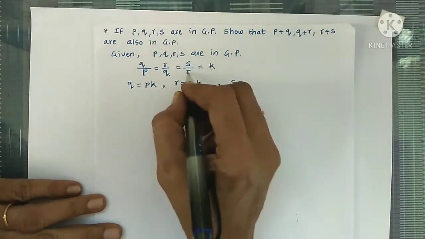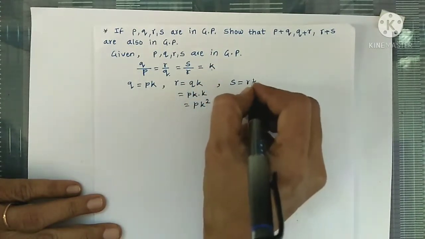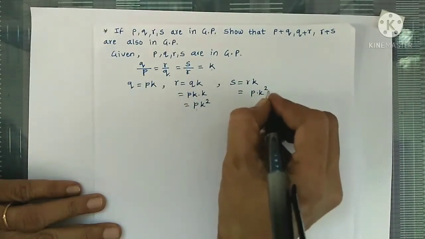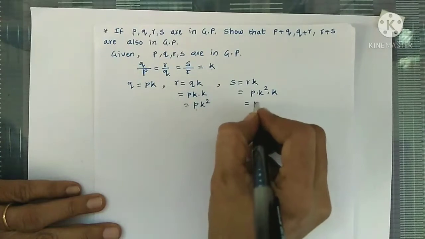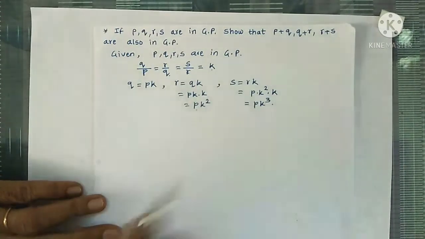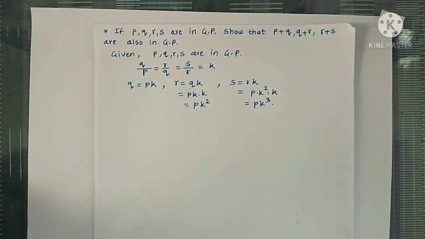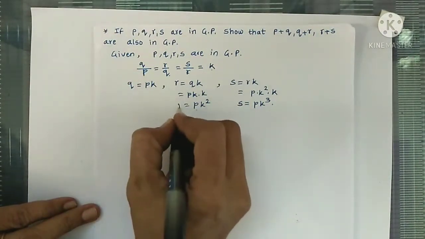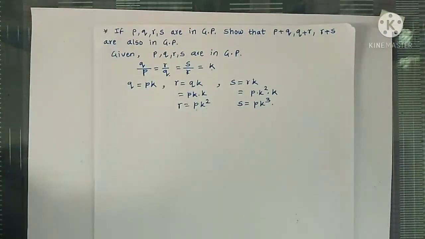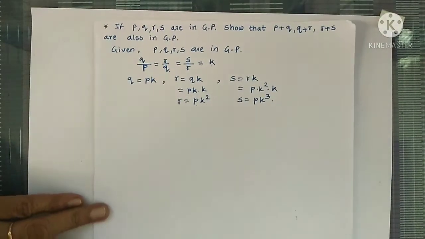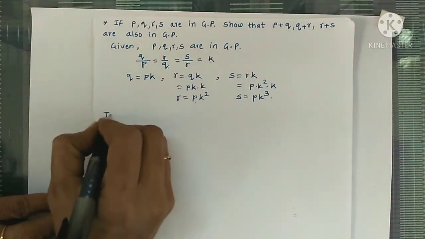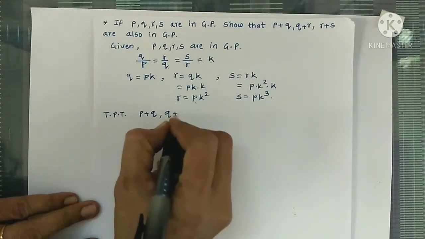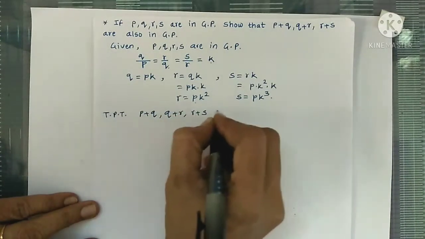S is equal to, cross multiplying, S equal to R into K. But R is P into K square and one more K is there. So S becomes P into K cube. Okay. So these are the equations we get using the given fact that P, Q, R and S are in GP. Now let's prove that P plus Q, Q plus R, R plus S are in GP.